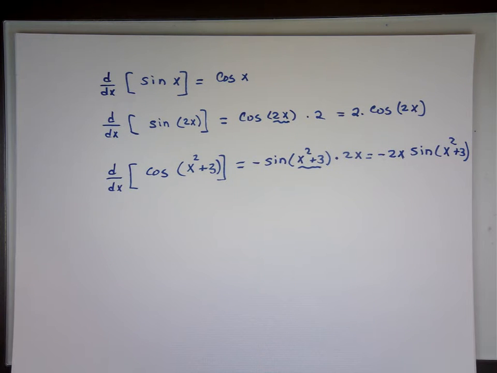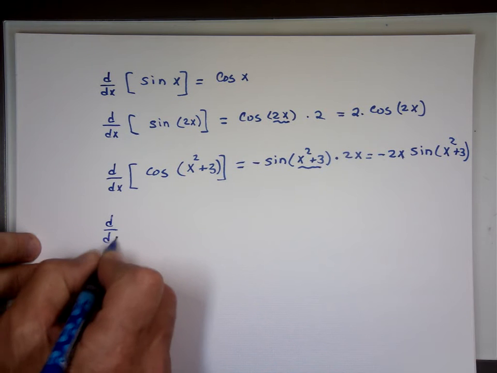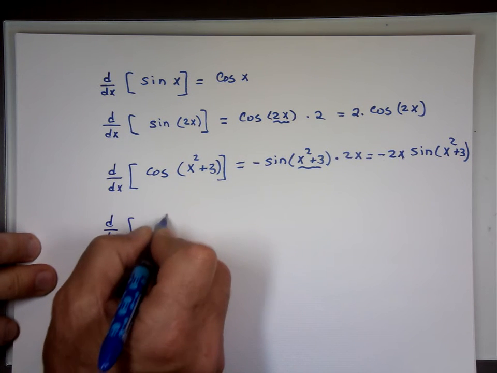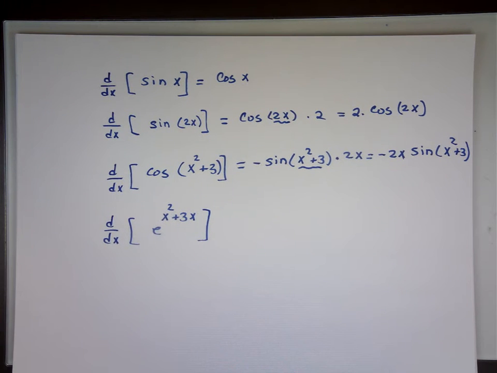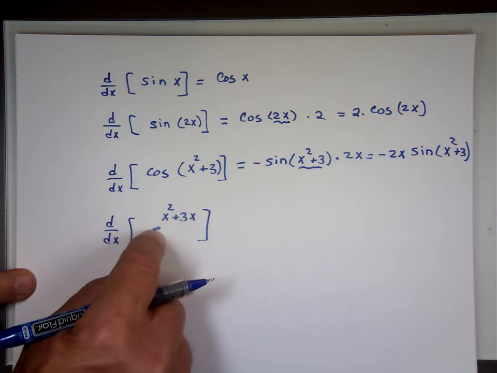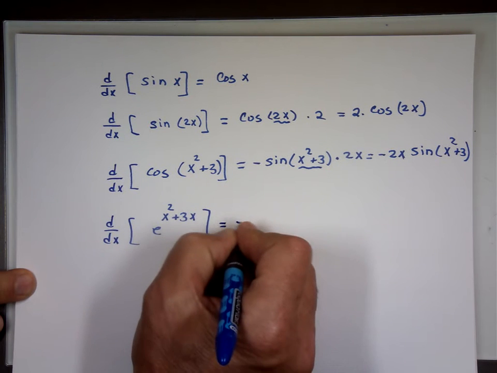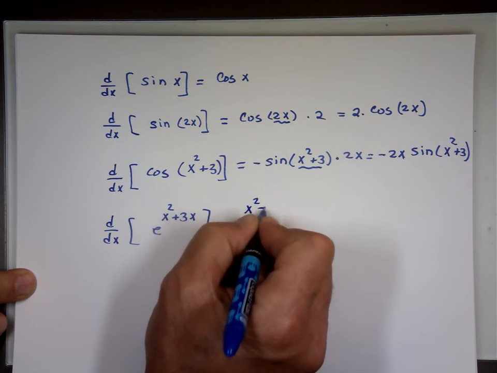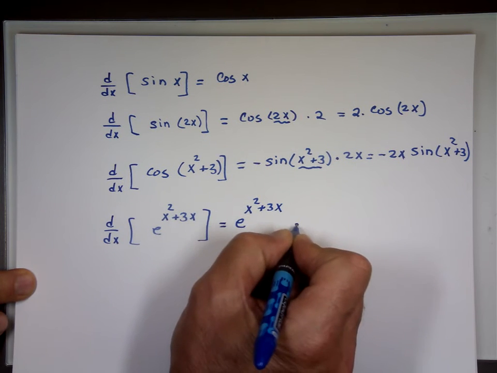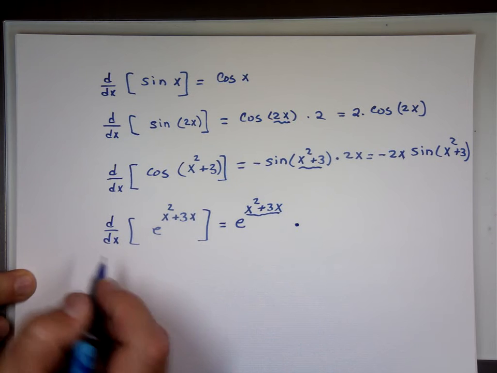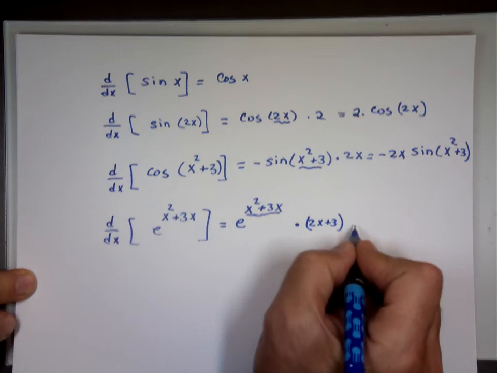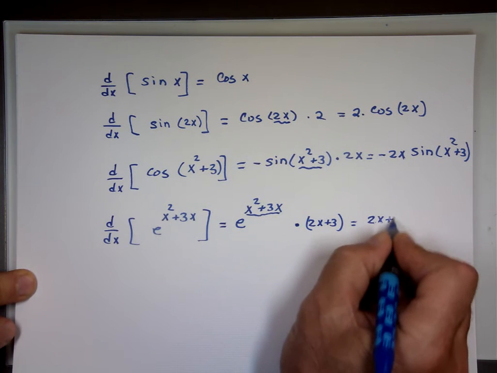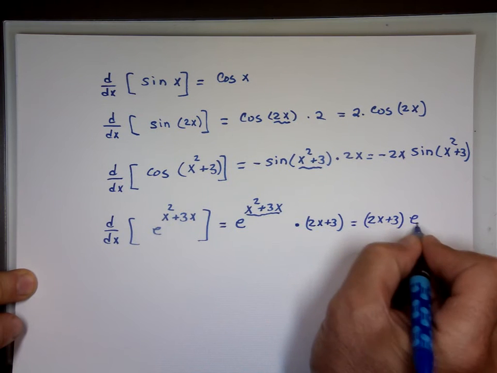What's the derivative of e to the x squared plus 3x? This is u here, and the derivative of e to the u is e to the u, which stays the same, times the derivative of this. And what's the derivative of that? 2x plus 3. So you end up with 2x plus 3 in parentheses times e to the power of x squared plus 3x.